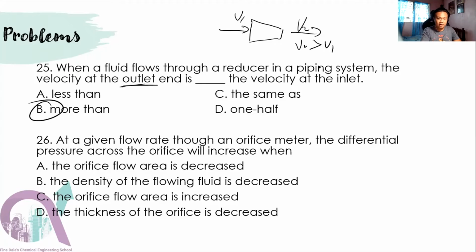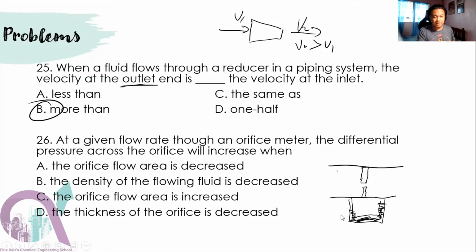Number 26, at the given flow rate through an orifice meter, the differential pressure across the orifice will increase when. So let's draw an orifice meter here. So this is an orifice meter. I haven't seen one in the plant, but this is what it looks like in the drawings. So you have a manometer here. Then this is filled with the manometer fluid, may it be water or mercury, I don't know. So the pressure across the orifice will increase when.